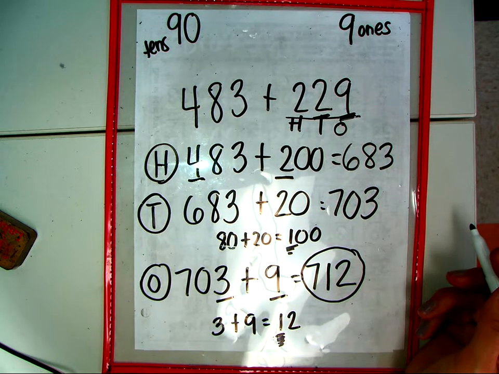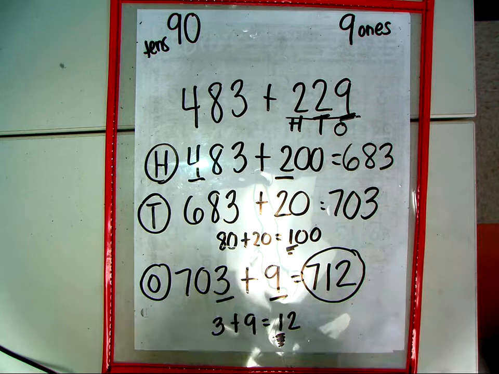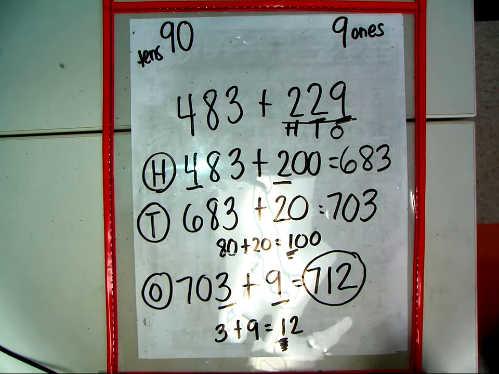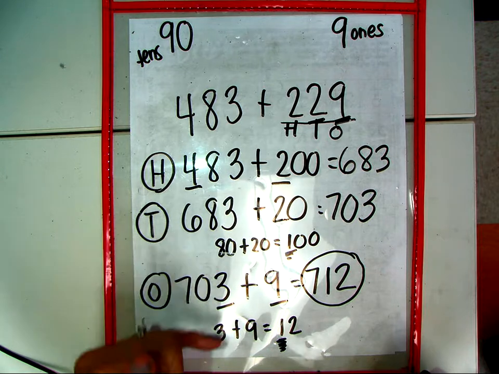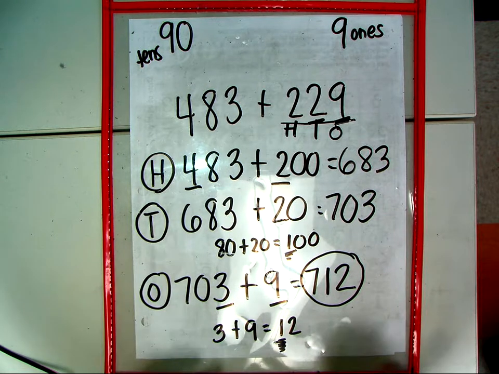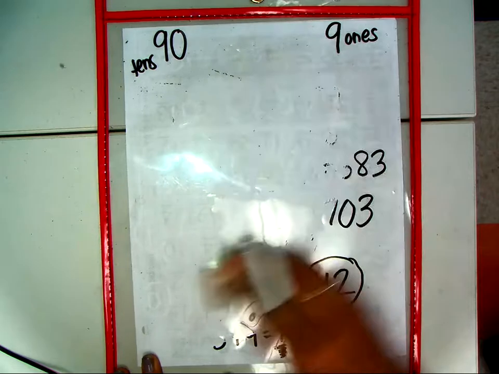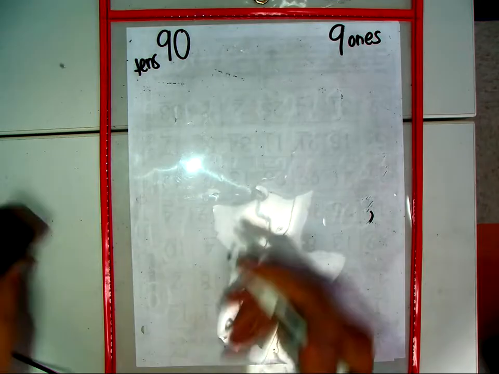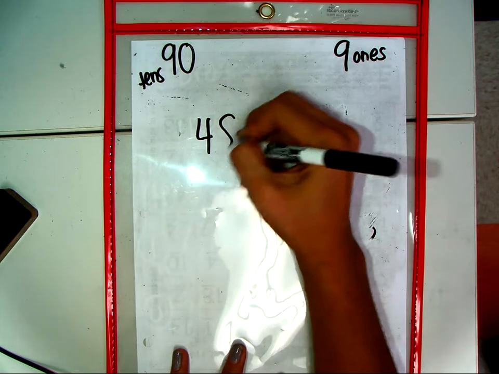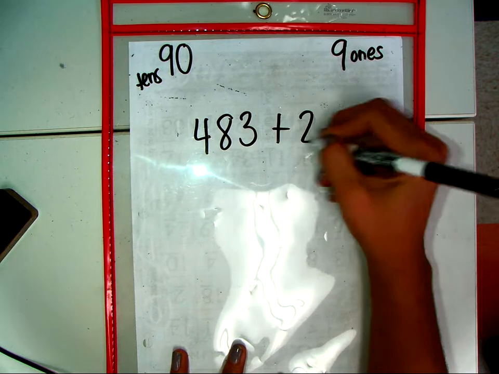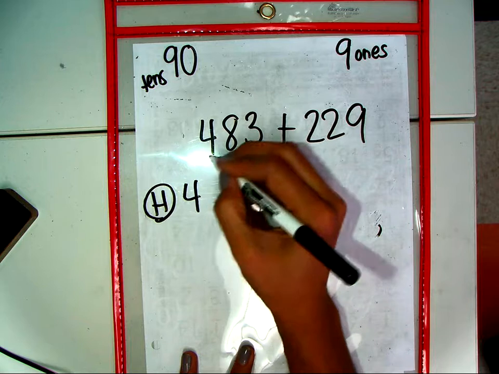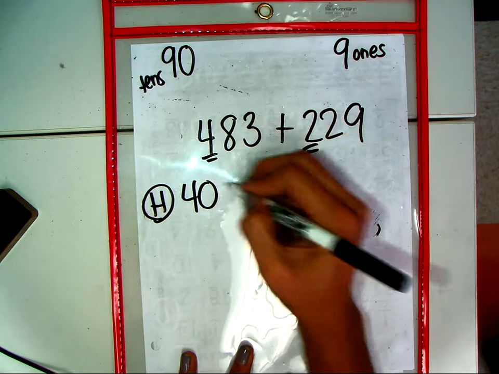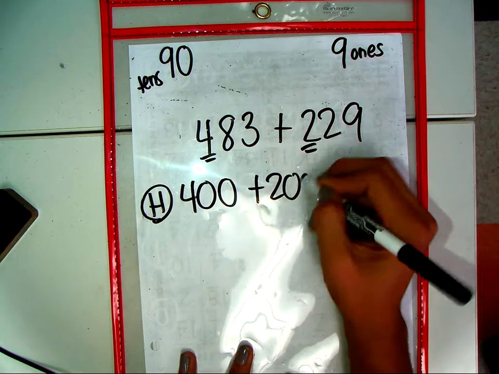So let's try that with a different strategy. I think students prefer the other strategy because when we get more than 90 or 9, they have to do this part right here, which can get confusing. So let's do 483 plus 229. I'm going to start in the hundreds. 400 plus 200 is 600.